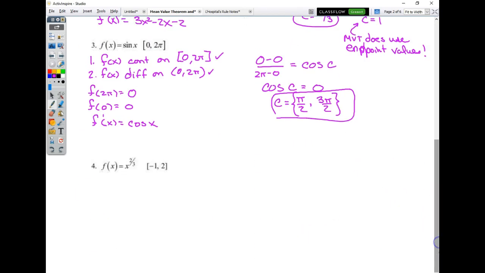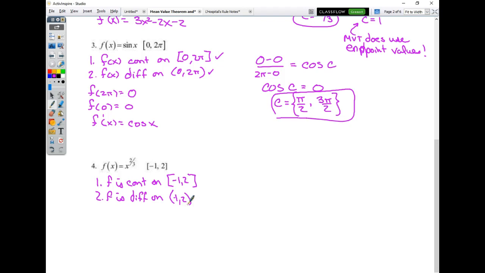We've done a few examples, and we've got one more that we're going to look at, and you should have started this one already. But it was this idea of f of x is equal to x to the 2/3. So like all problems, we want to consider whether or not f is continuous on the interval, in this case -1 to 2. And we also want to know if f is differentiable on the open interval -1 to 2.